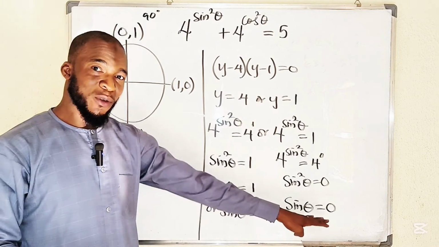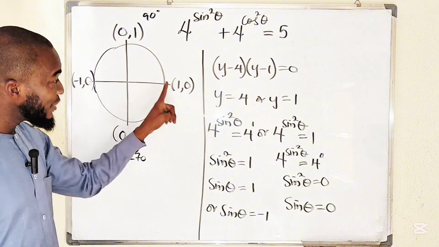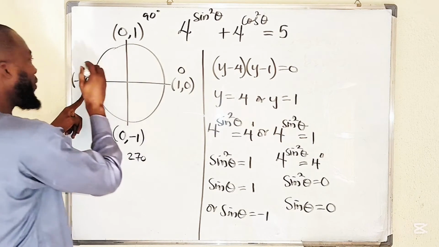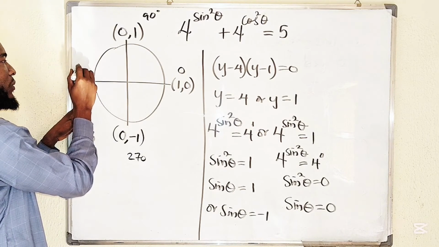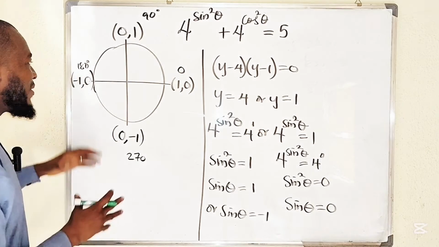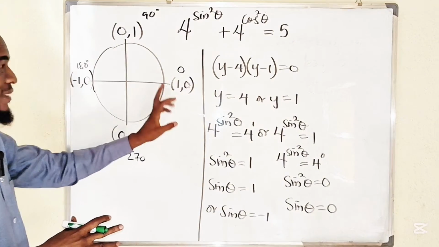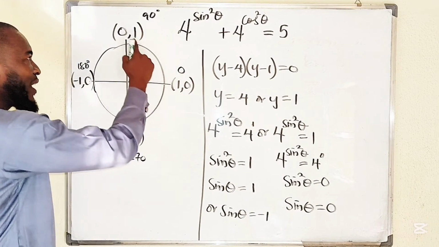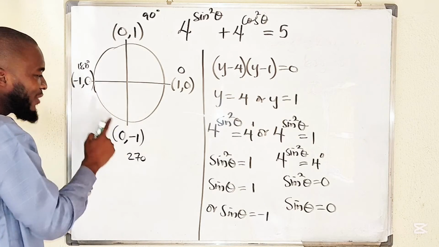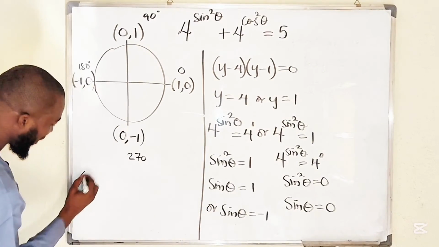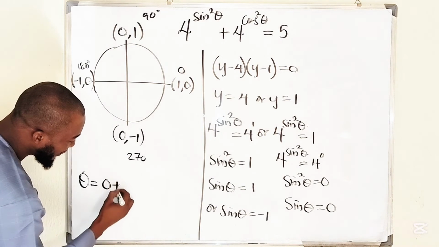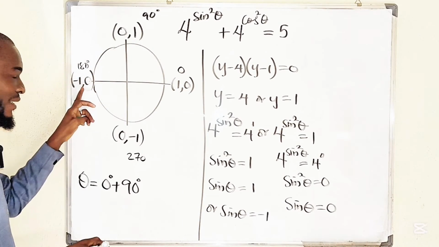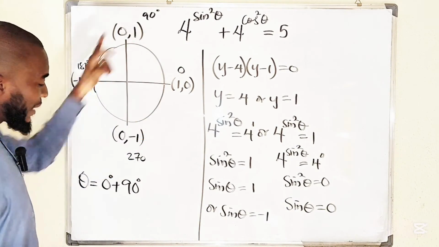What about sine theta equal to 0? Sine of 0 degrees is 0. Sine of 180 is also 0. So we have a solution at 0, and we have another solution at 180 degrees. So you can see that we have solutions on all of these 4 points. So how can we write them all at once? Because from here to here is 90, from here to here is 90, from here to here is 90. It means that if we take 0 degrees and add 90 degrees, it will take us to this. Add another 90, it will take us to this. Keep on adding 90.